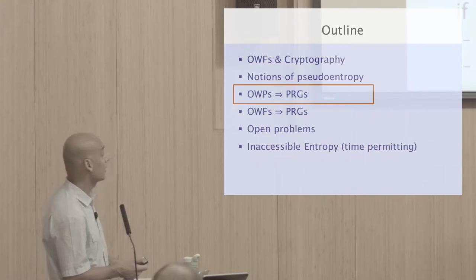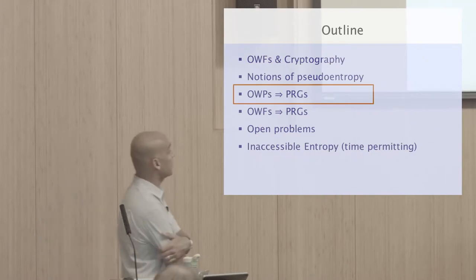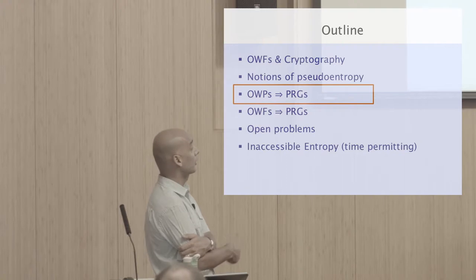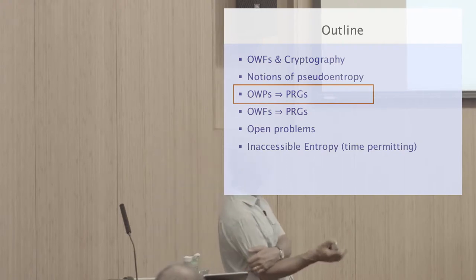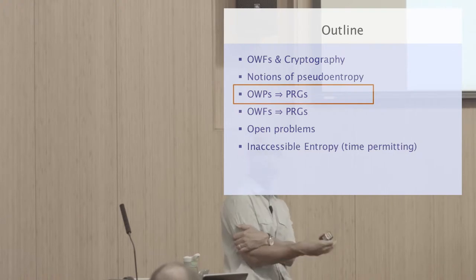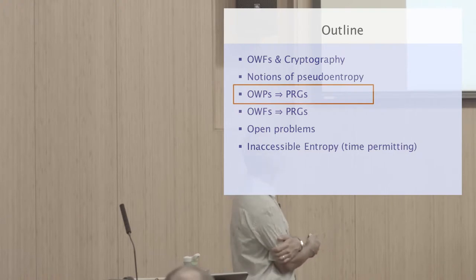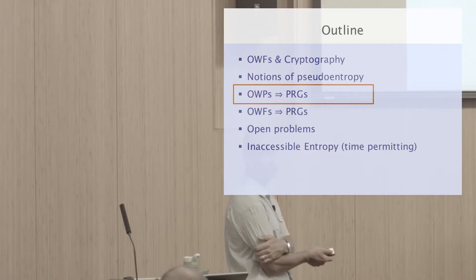All right, so that's it for notions of pseudo-entropy. Now let's revisit the construction of pseudo-random generators from one-way permutations. I'm not going to do all the details. I'm assuming it's familiar to most people, but just in this language of pseudo-entropy.